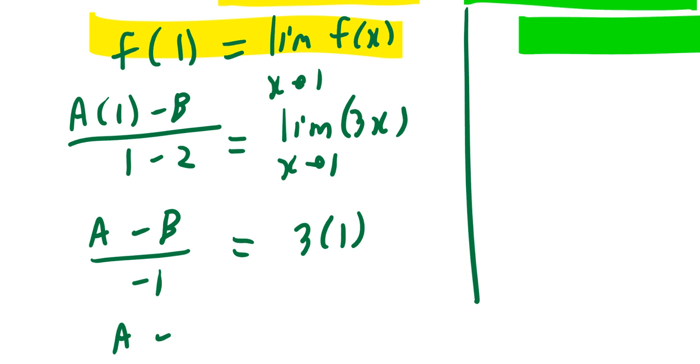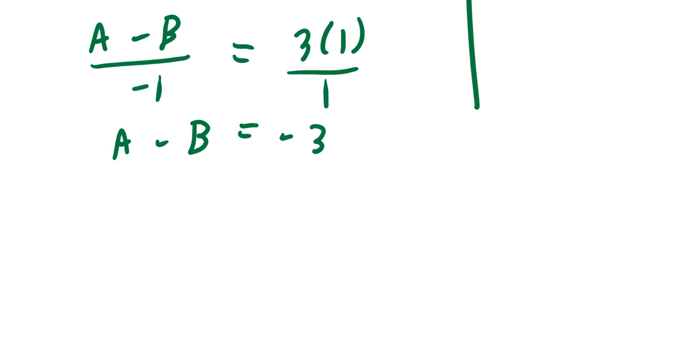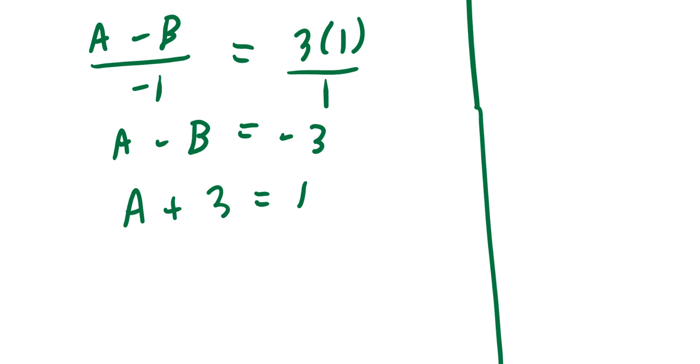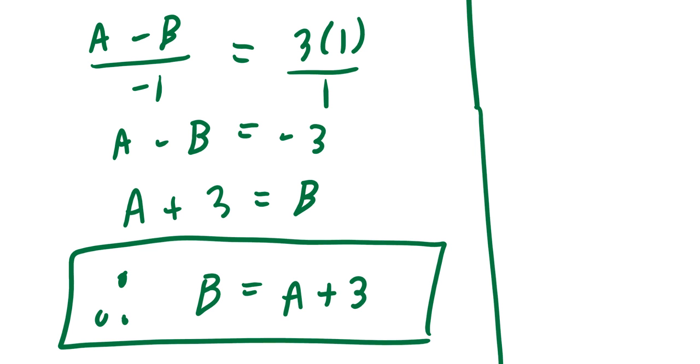So again, a minus b equals, if I cross multiply, negative 1 times 3, which is negative 3. Now, notice what I'm doing here. I'm going to isolate for b. If I bring negative 3 to the left, that's going to be a plus 3, and if I bring negative b to the right, that's going to be b. So at this moment, I am saying b equals a plus 3. And we're going to come back to this.